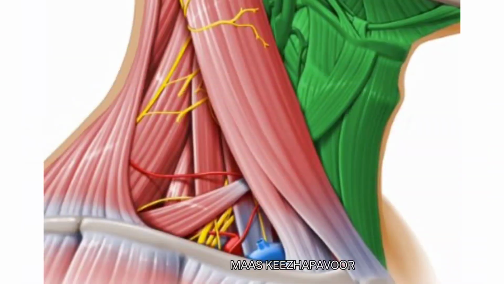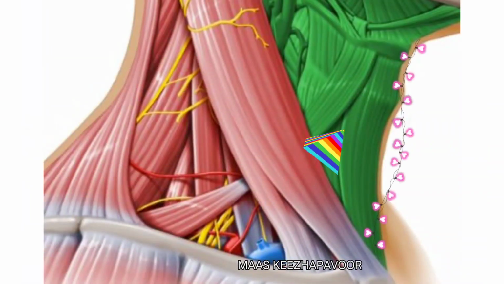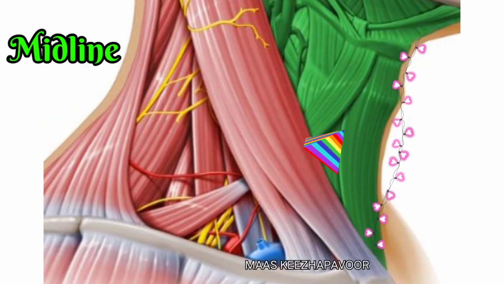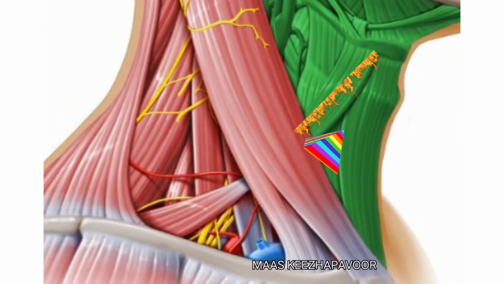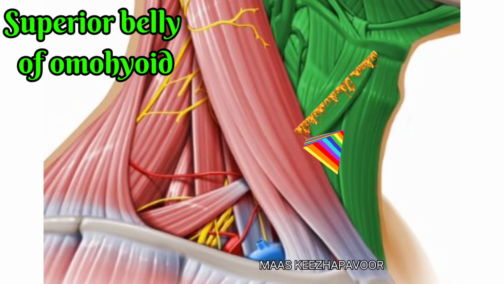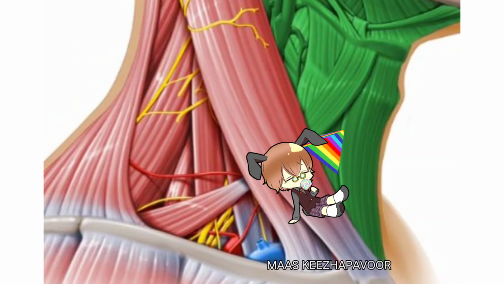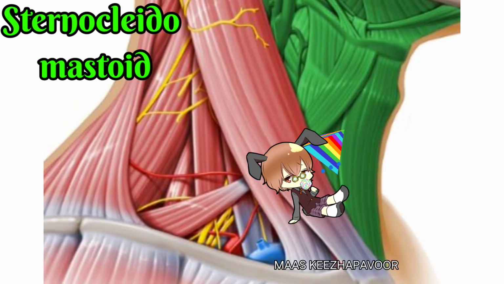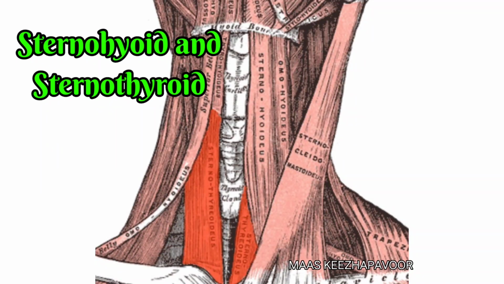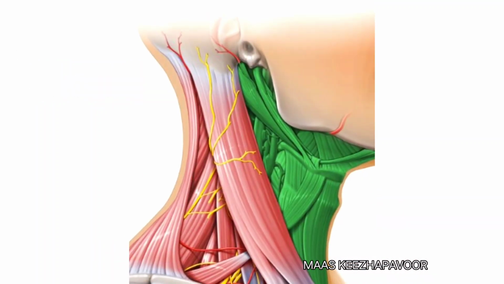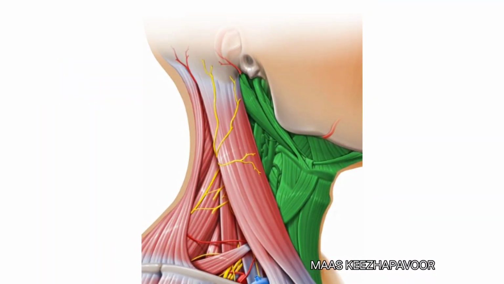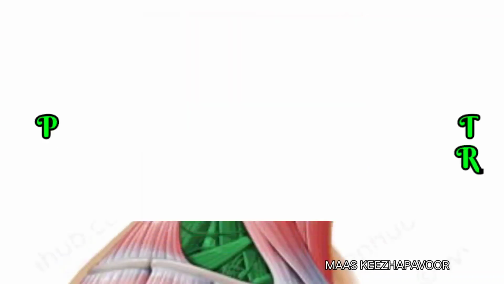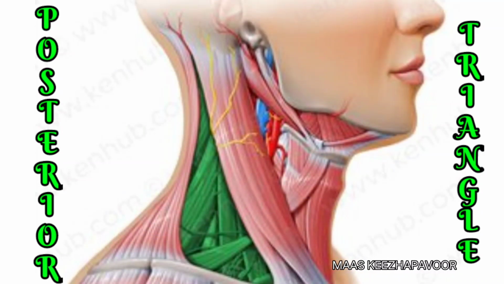The muscular triangle is bounded anteriorly by midline of neck, below the hyoid, posterior-superiorly by superior belly of omohyoid, and posterior-inferiorly by anterior border of lower part of the sternocleidomastoid muscle. The floor of this triangle is formed by sternohyoid and sternothyroid muscles. So far, we have seen the boundaries of subdivisions of anterior triangle. Now, let us see the boundaries of posterior triangle.